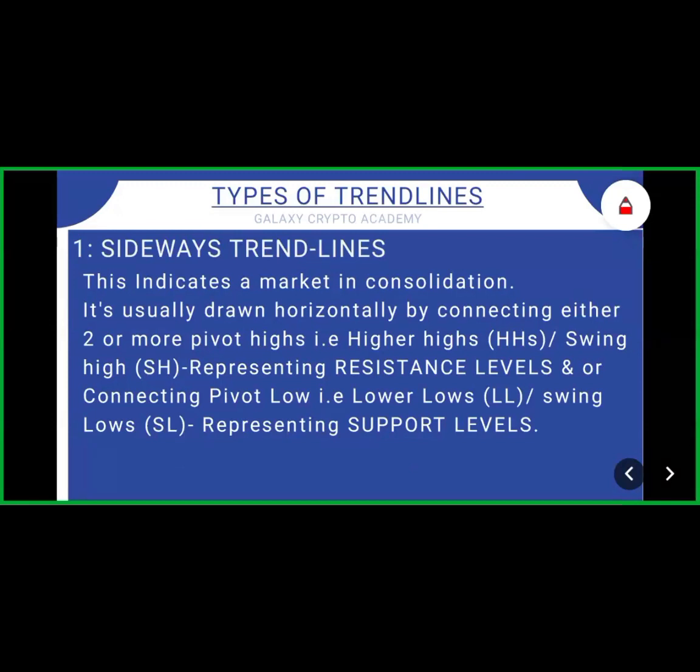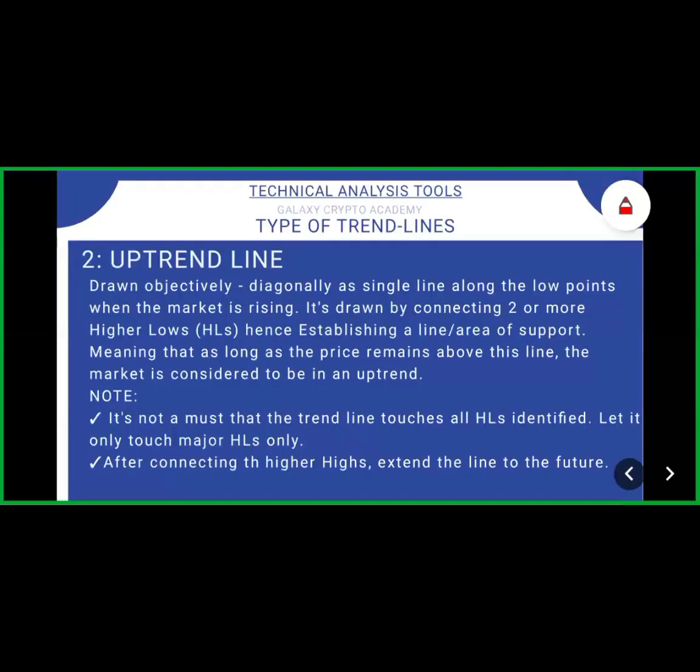But of course, there are 2 more types, the uptrend line and the downtrend line. In this case, this is a form of line which you draw diagonally across the chart.